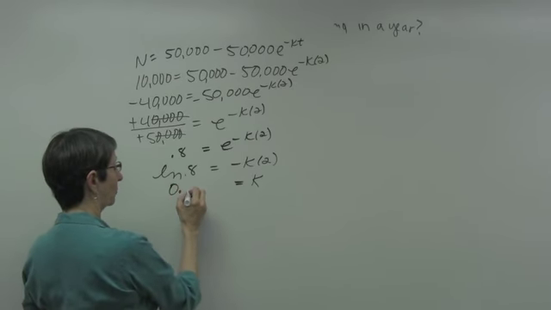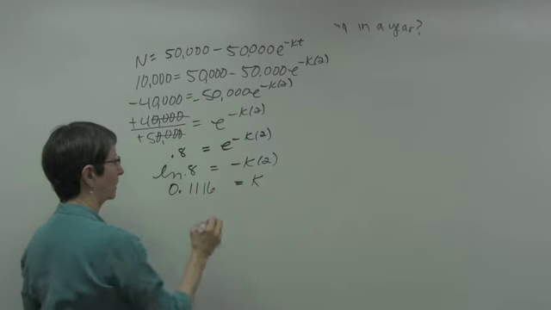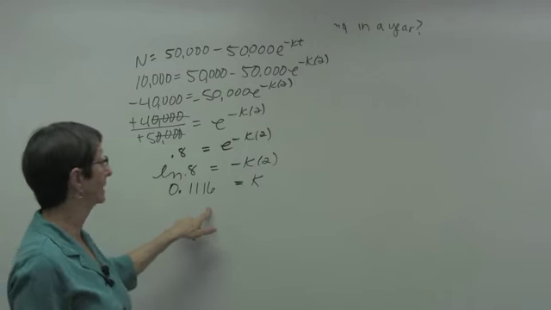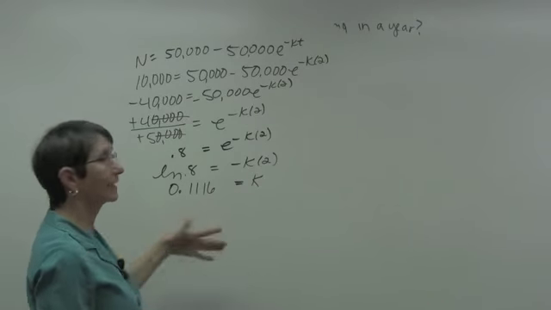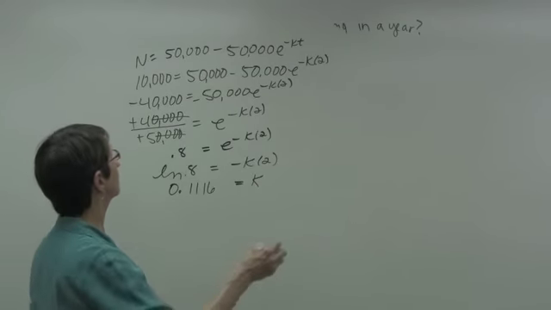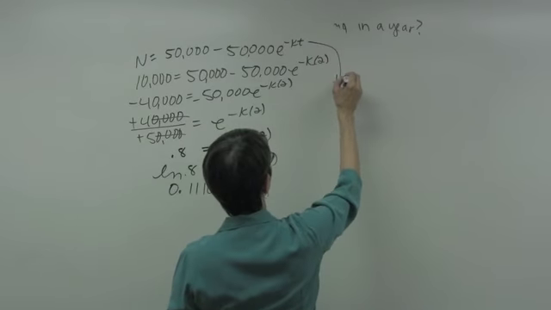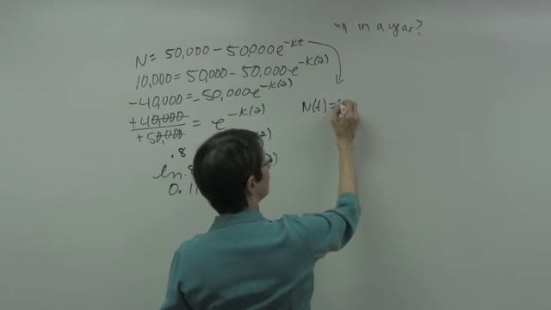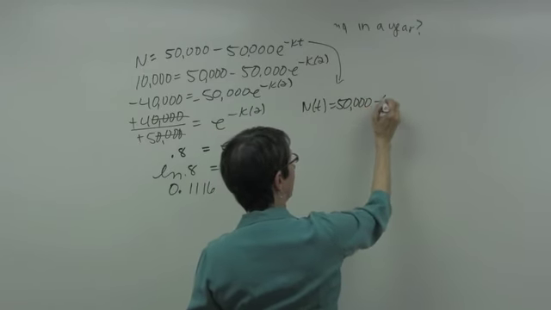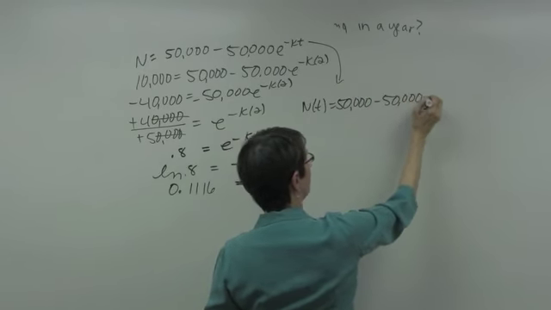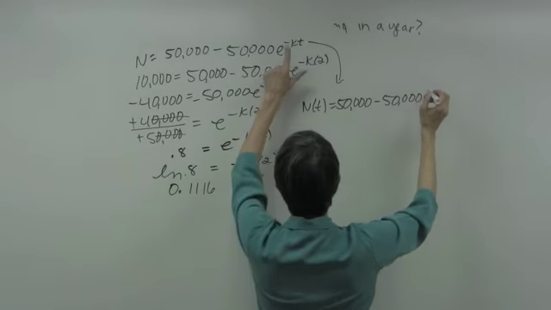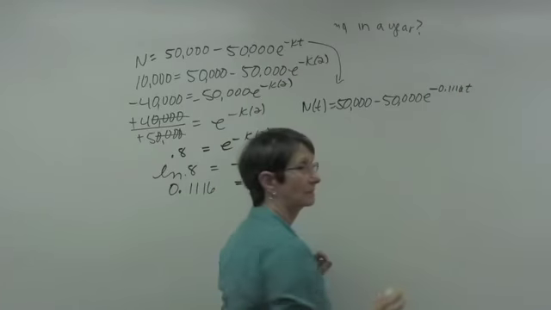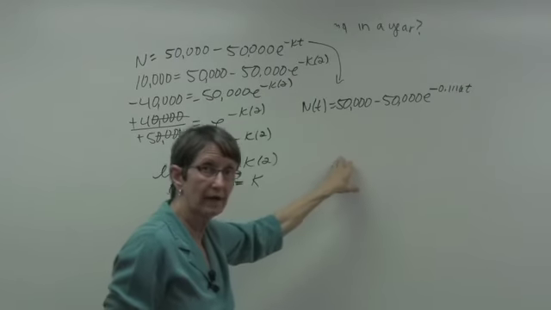k equal to 0.1116. So that's my value for k. I go back up to the formula, and my formula then for n is 50,000 minus 50,000 times e to the negative kt. So this is the formula that I've got.